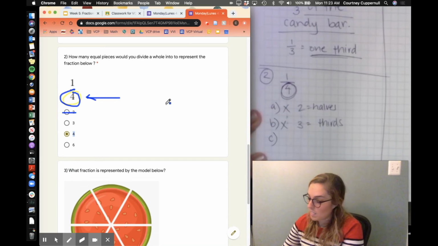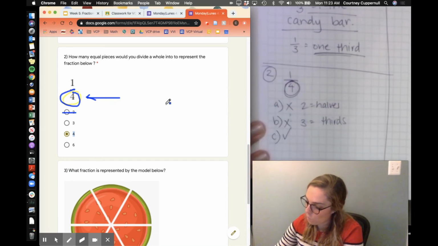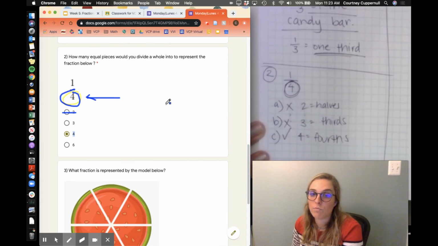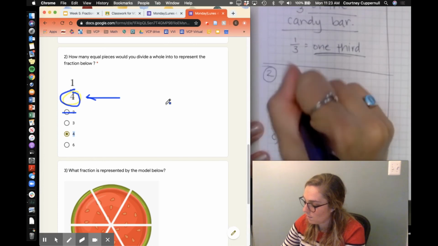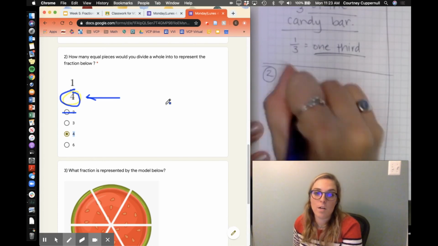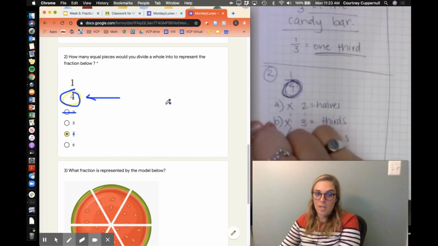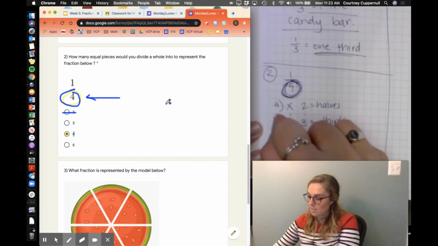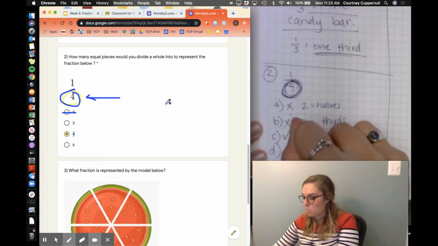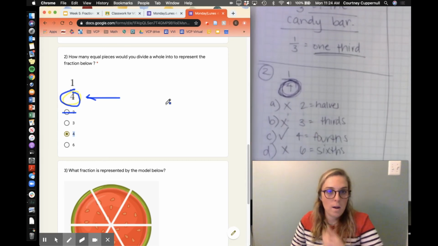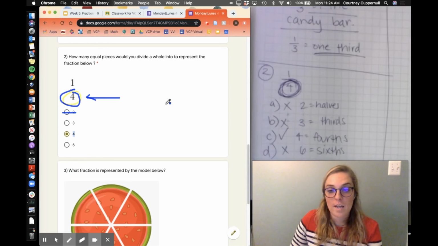We know that the C option is correct because if there are 4 equal pieces, they are fourths. This is really good practice for writing. Also, again, 4 is in the denominator there. It's in my fraction. It tells me. And then we know D is incorrect because 6 equal pieces in a whole would mean each piece is a sixth. So it would be broken into sixths. So in that case, we know our correct answer is 4.